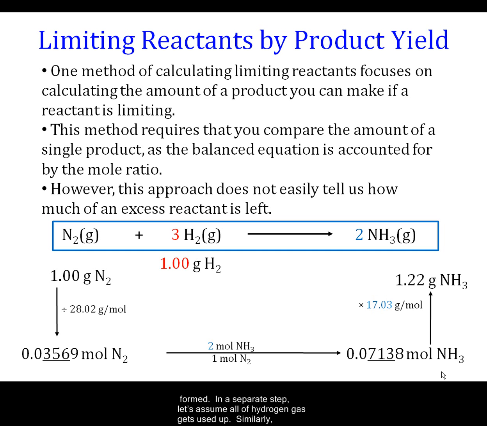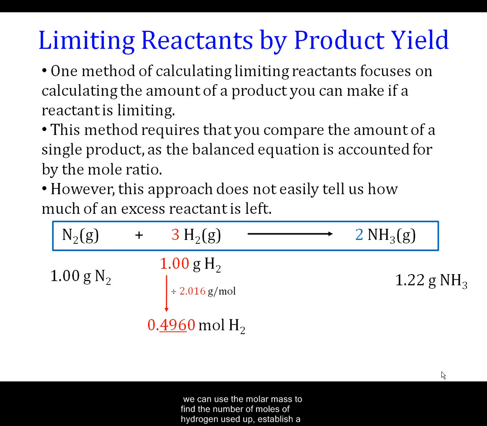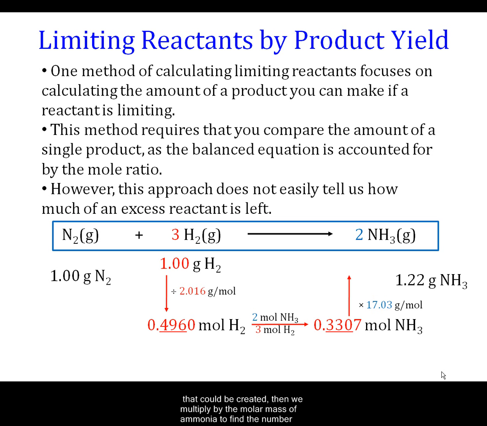In a separate step, let's assume all of the hydrogen gas gets used up. Similarly, we can use the molar mass to find the number of moles of hydrogen used up, establish a mole ratio from the coefficients of the equation to find the moles of ammonia that could be created. Then we multiply by the molar mass of ammonia to find the number of grams of ammonia that could be formed.